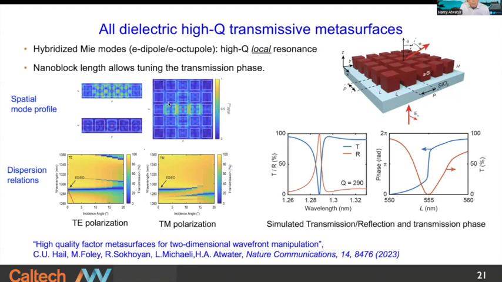This is shown in the spatial mode profile. You can also see the very flat dispersion relations for both TE and TM polarization, which indicates a quite localized mode. It's not quite localized to a single nanoblock. You can see it's spread over about 3 nanoblocks, but it's not like a photonic crystal mode or a block-like mode in which the mode is spread over the entire aperture.